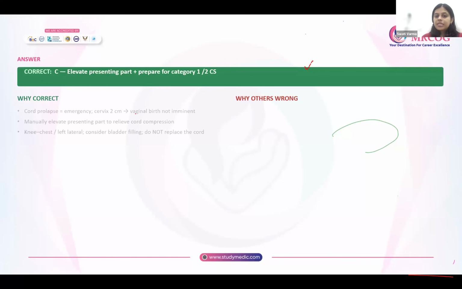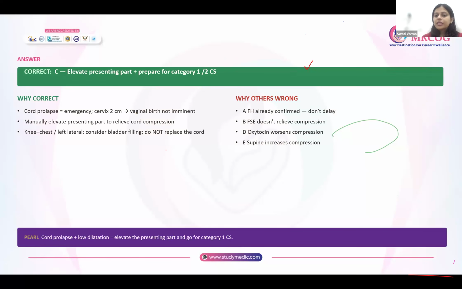That is, elevate the presenting part and prepare for category 2 cesarean section, since vaginal birth is not imminent. Manually elevate the presenting part to relieve cord compression. Knee chest or left lateral position, consider bladder filling. Do not replace the cord. Cord prolapse plus low cervical dilatation: elevate the presenting part and go for category 1 or 2 cesarean section depending on the fetal heart rate.